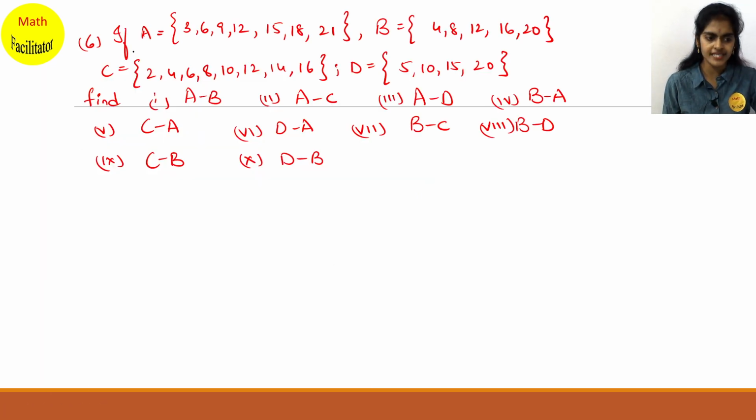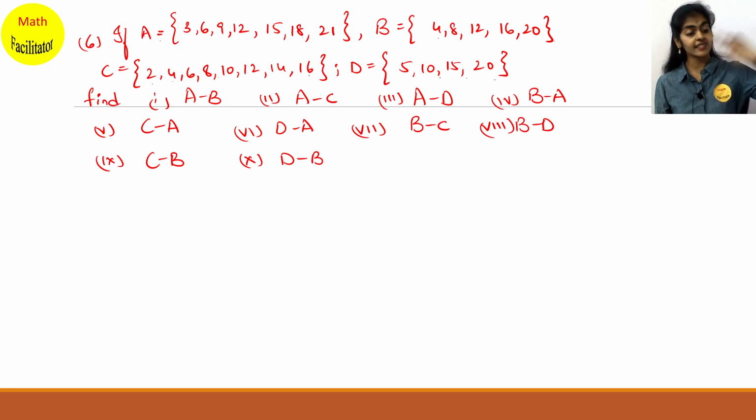So question number 6. If A is 3, 6, 9, 12, 15, 18, 21, B is a set containing elements 4, 8, 12, 16, 20, C is a set containing 2, 4, 6, 8, 10, 12, 14, 16, and D has elements 5, 10, 15, 20, you need to find all this. In the previous question, set builder form was given, you converted it into roster form, and then found A intersection B. But here the elements are directly given to you, so you can directly find out what is A minus B, A minus C, and so on.